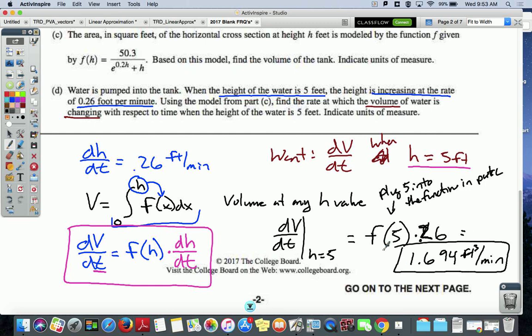This question was worth 3 points. They're going to give 2 points just for that dV/dt, and then another point for getting the answer. The units add on a little bit more because we had to have that unit value plus the units in C plus the units in A for the final point. But that is question 1.